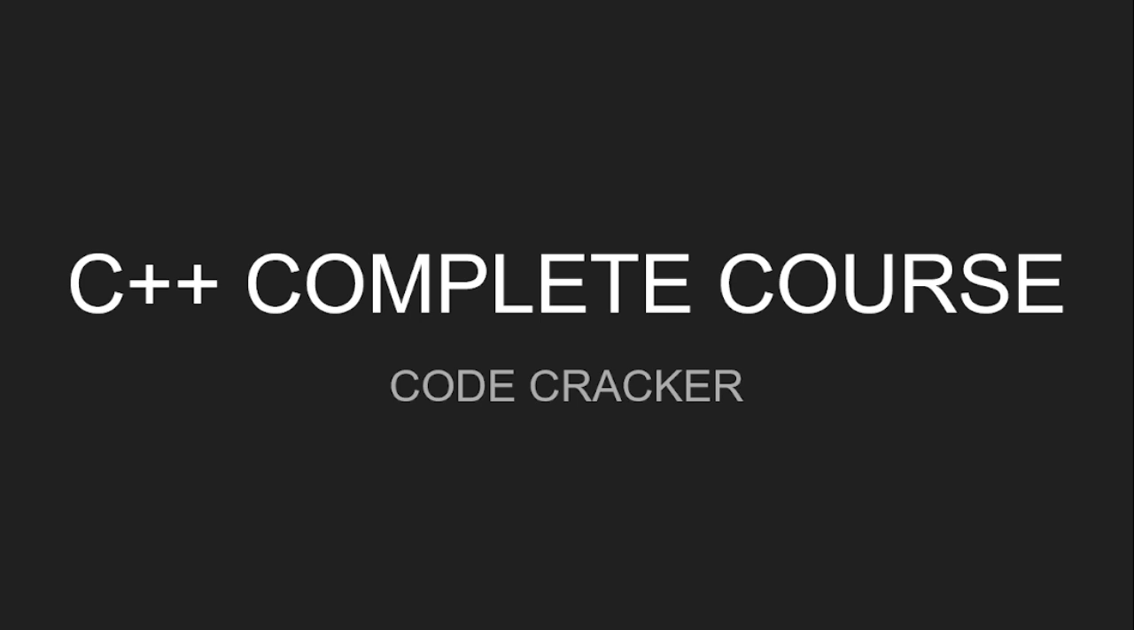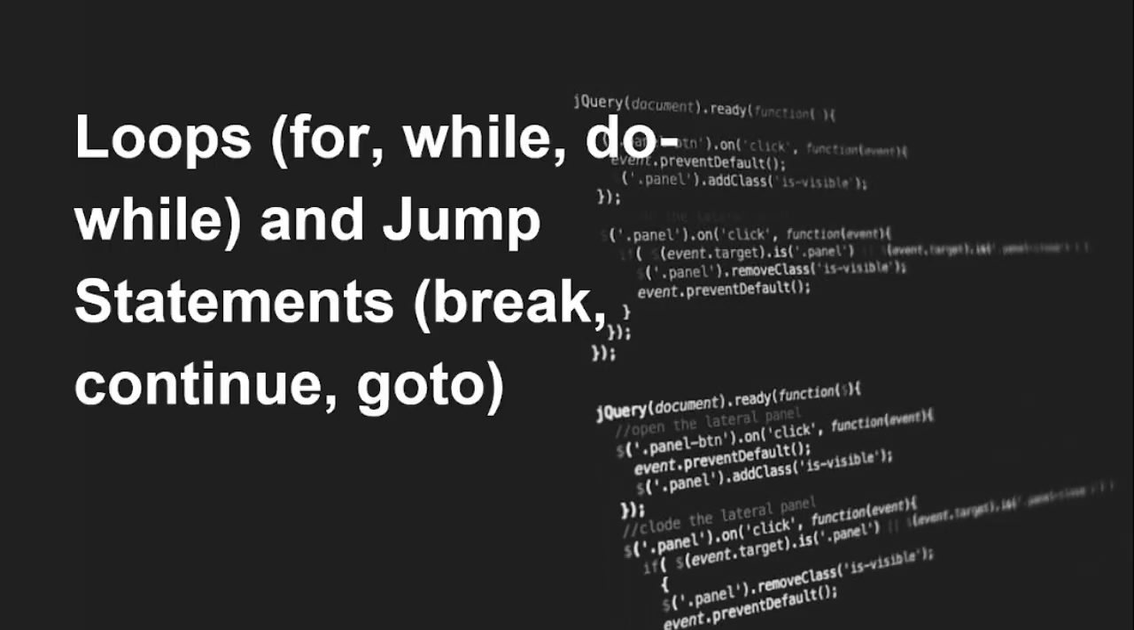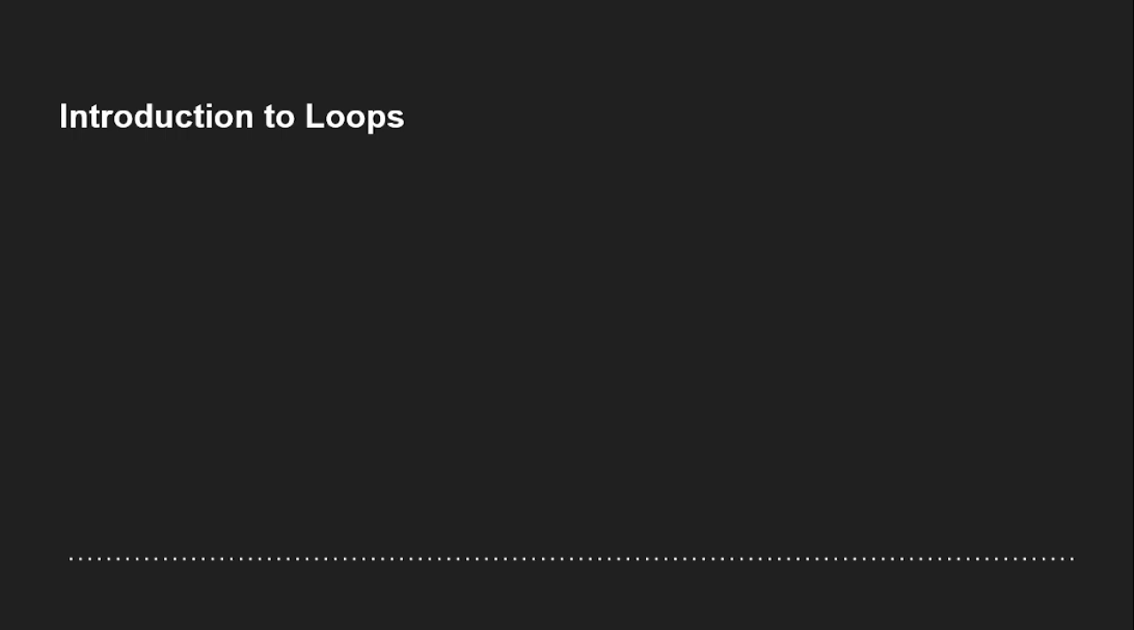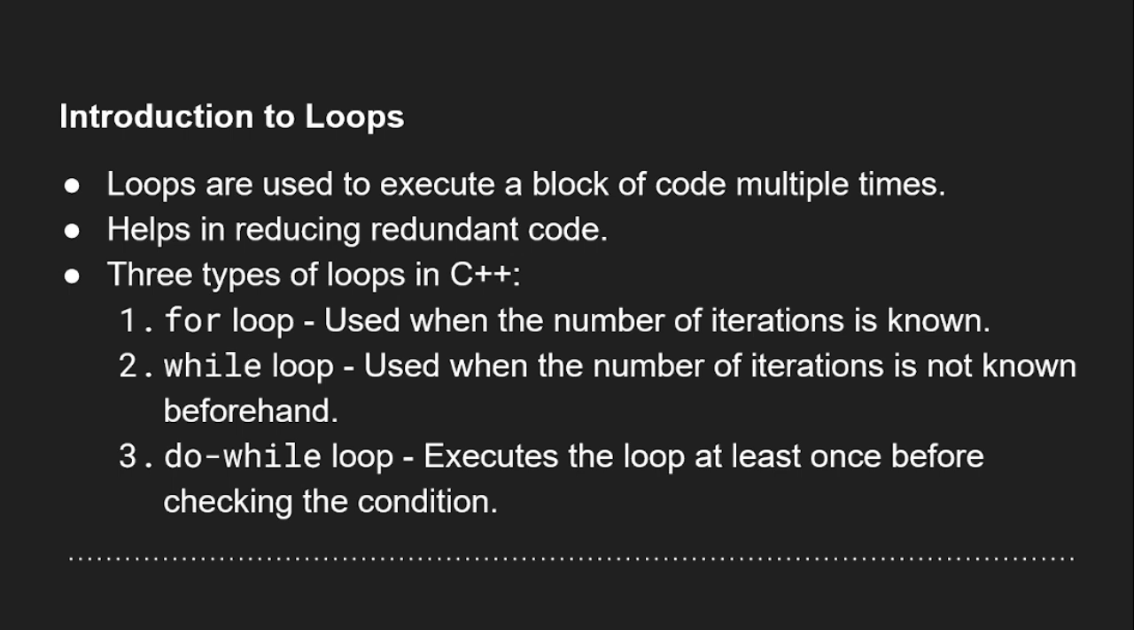Let's start with what a loop is. I will give a detailed introduction about the loop and why we use loops in C++. In programming, a loop helps us to execute a block of code multiple times, and it helps reduce redundant code. There are three common types of loops in C++: the for loop, the while loop, and the do while loop.